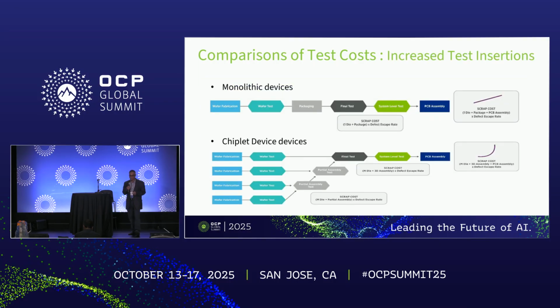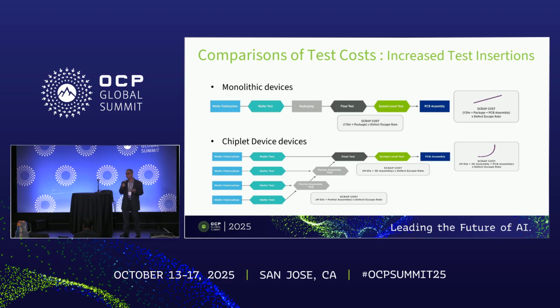test costs. So the top chart is very simple. You go through this typical monolithic design, and there is a linear increase in the scrap cost, because if there is a problem, definitely you are going to lose some yield and will not get the final, you have to throw some dies. However, when you come to the bottom flow, we are having a number of insertions.